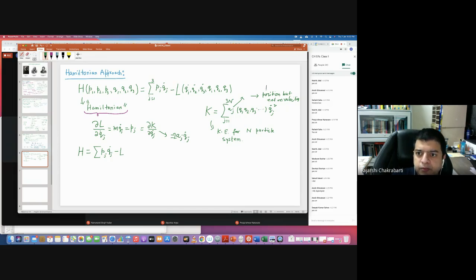So it depends on position, but not on velocities. This is the kinetic energy of an n particle system, so H is given by this. Now I know that del K del qj dot is 2 Aj qj dot. Is this clear? If you have a problem, please let me know.